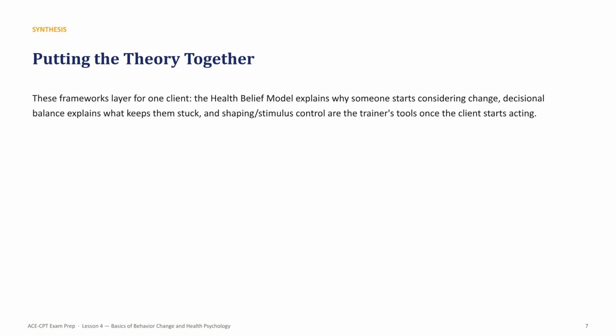So, how do all these frameworks actually fit together for one real client? Here's how it plays out in practice. The health belief model explains why someone starts considering change in the first place, their sense of risk, the seriousness of the consequences, and whether a trigger pushed them to act. Decisional balance explains what keeps them stuck once they're thinking about it, that ongoing weighing of pros and cons that can stall someone in contemplation for a long time.